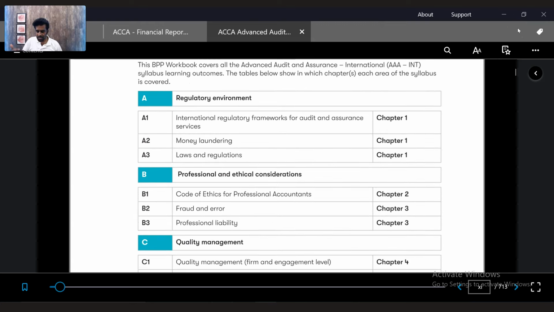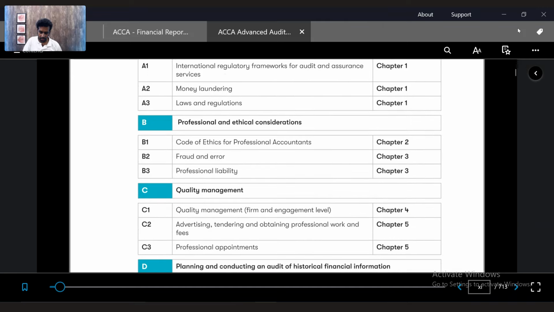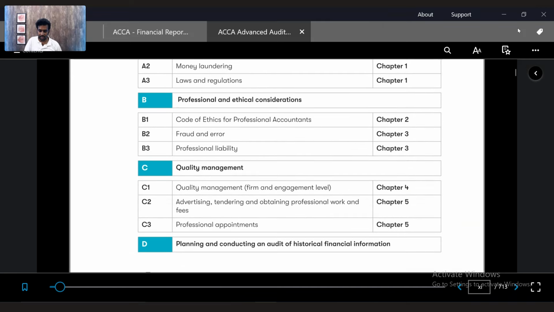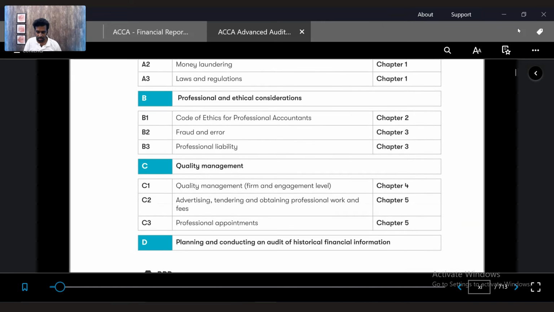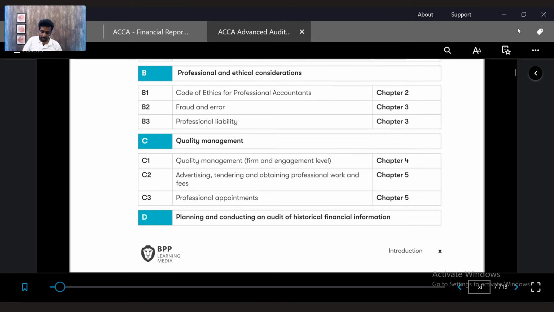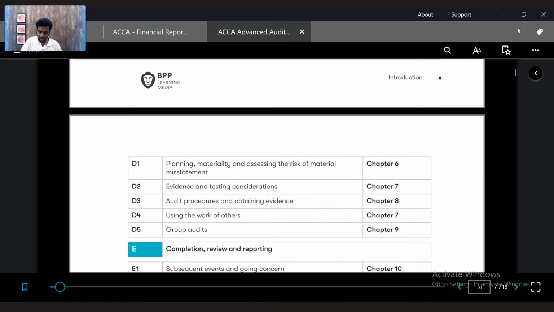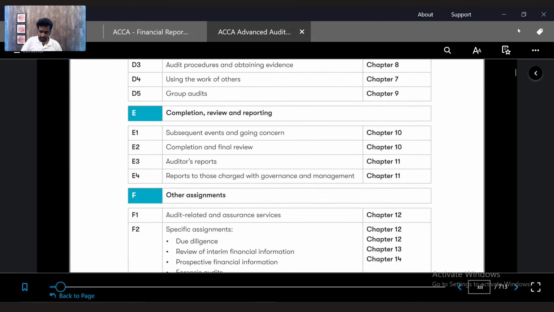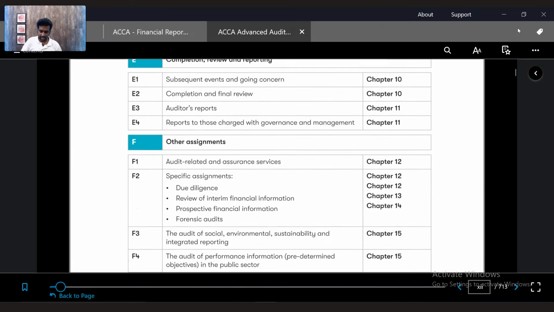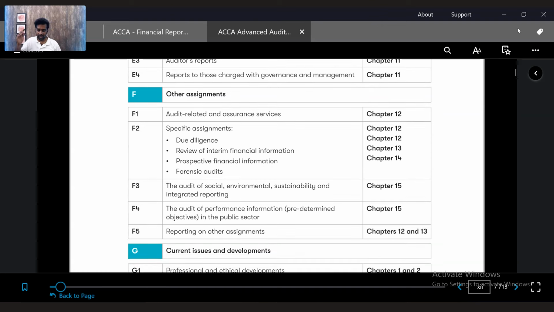The chapters we have are primarily 15. Part A is completely one chapter, chapter 1. Part B, professional and ethical consideration, consists of 2 chapters, chapters 2 and 3. Part C, quality management, is chapters 4 and 5. Part D is 4 chapters: 6, 7, 8 and 9. Part E is 2 chapters, chapters 10 and 11. And part F is 4 chapters again: 12, 13, 14 and 15.